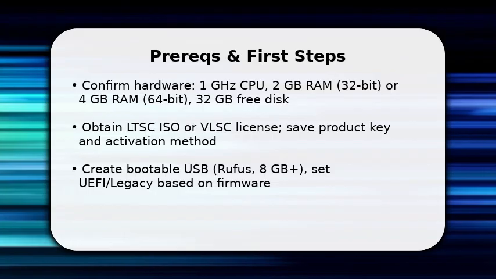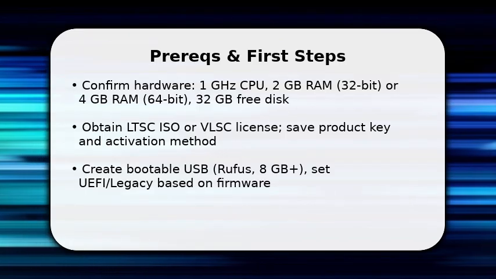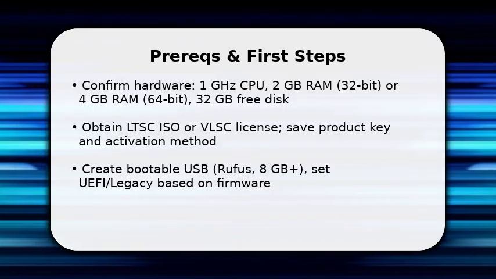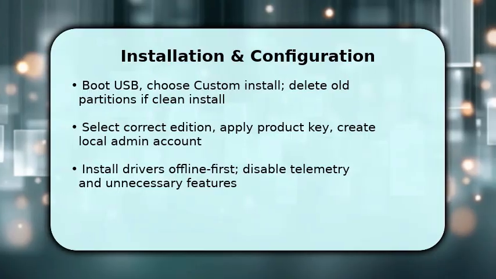Once done, create a bootable USB using Rufus or similar and pick UEFI or Legacy to match the target firmware. You'll avoid reinstall failures if secure boot and partition style, GPT/MBR, are matched before proceeding. Boot from the USB and choose Custom Install to control partitions.